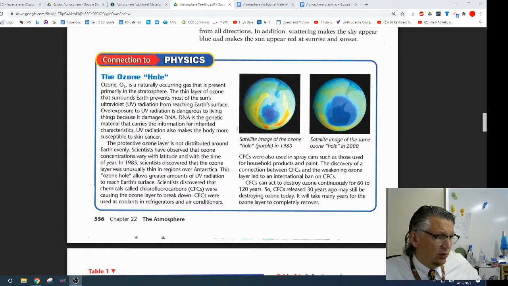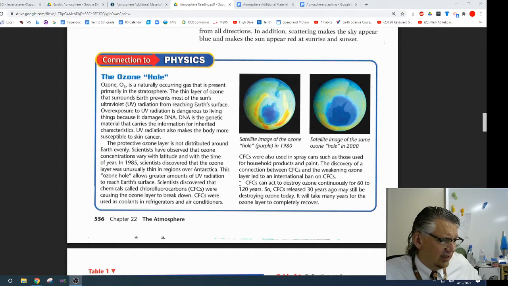The protective ozone layer is not distributed around the Earth evenly. Scientists have observed ozone concentrations vary with latitude and with the time of the year. In 1985, scientists discovered that the ozone layer was unusually thin in regions over Antarctica. This ozone hole allows a greater amount of UV radiation to reach the Earth's surface.